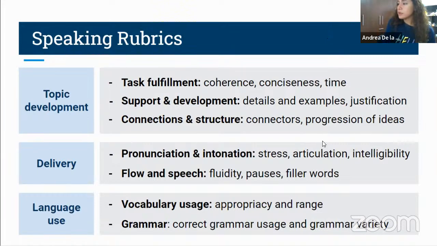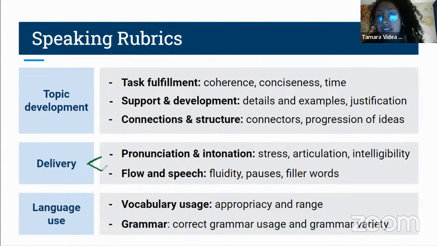Okay, guys. So, Tamara, please, can you read the second part, the 2 points that we have for delivery? Of course. Delivery: pronunciation and intonation, stress, articulation, intelligibility; pacing and speech fluency, pauses, filler words.